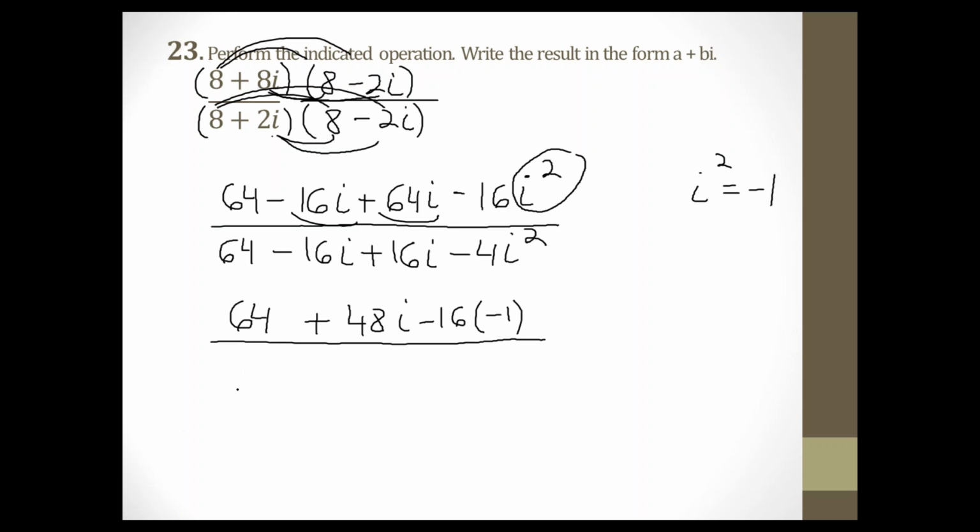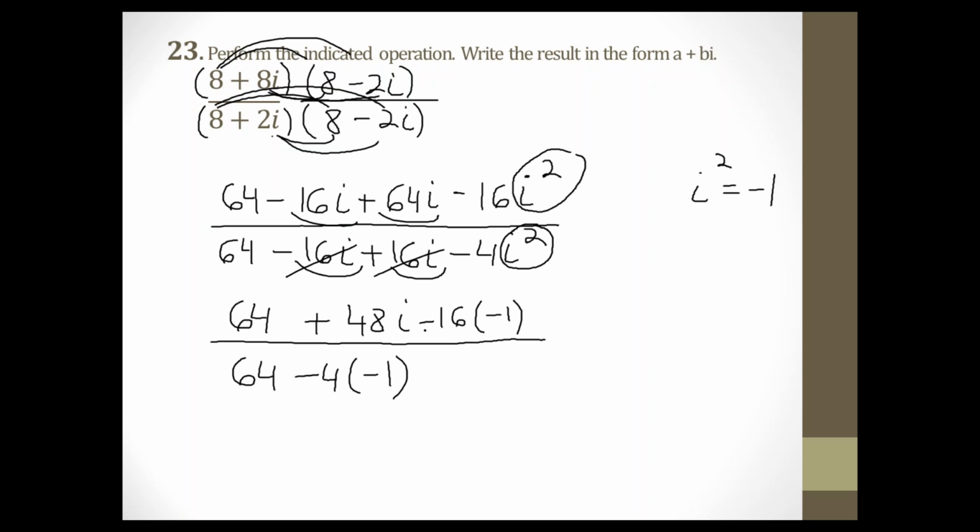Okay, let's move on with the bottom. We also have two like terms, but like I mentioned before, these will cancel each other out. So 64, and then again here we got another i squared, which we can substitute with a negative 1.